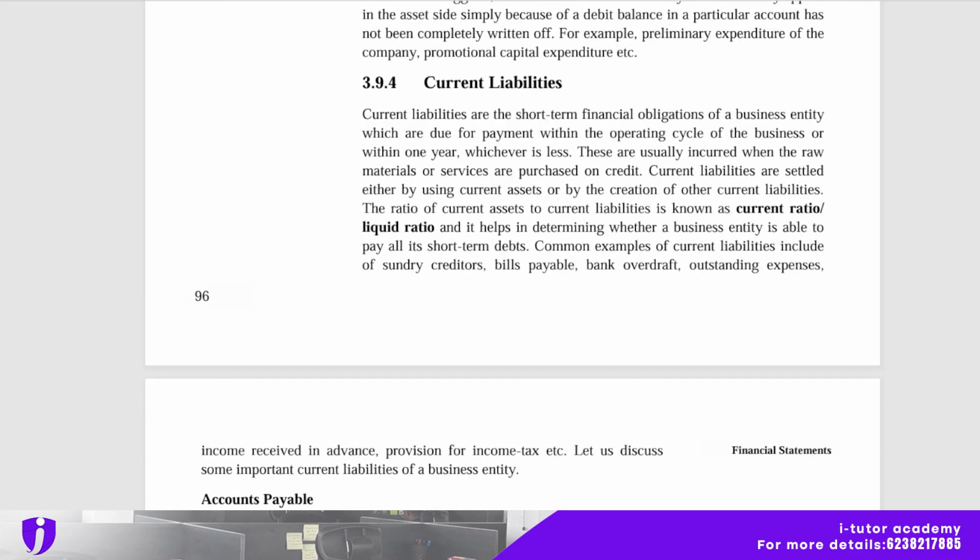And current liabilities are the short-term financial obligations of a business entity which are due for payment within the operating cycle of the business or within 1 year, whichever is less. These are usually incurred when the raw material or services are purchased on credit. Current liabilities are settled either by using current assets or by the creation of other current liabilities. The ratio of current assets to current liabilities is known as current ratio or liquid ratio, and it helps in determining whether a business entity is able to pay all its short-term debts.